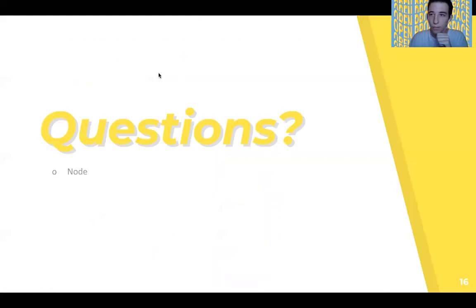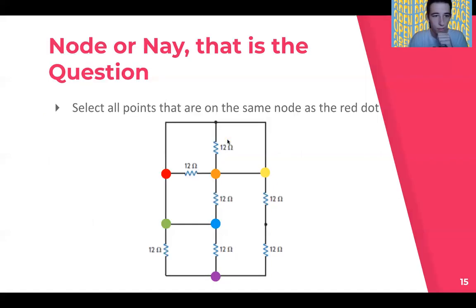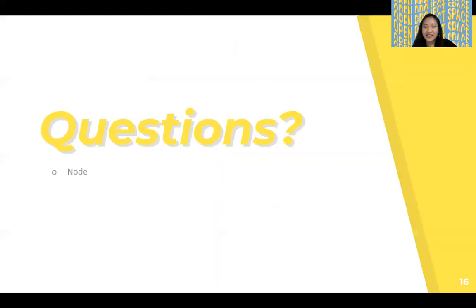Any questions about nodes or anything we've covered, or about the problem at all? It might be a little bit trickier to figure out why orange is on the same node as red, but you can see there is a path to travel to orange that has no resistors in between. So it's basically connected. Sounds like everyone's doing well.